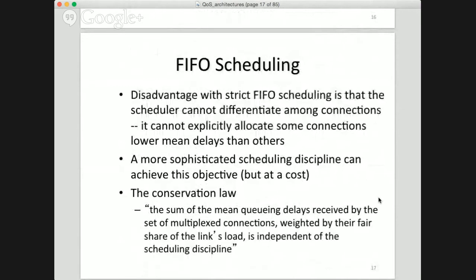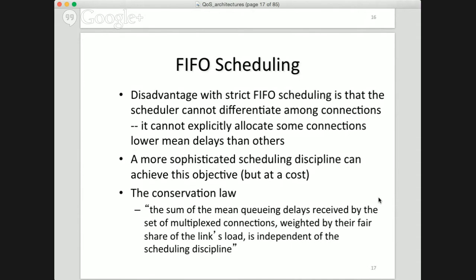The first packet that arrives is the first packet that gets served. What is the problem with it? Well, the main disadvantage with it is that the scheduler cannot differentiate among connections. So if I just care about the order at which packets arrive to my buffer, I cannot explicitly allocate to some connections some lower delays than other connections. I actually need to come up with a more sophisticated scheduling, which of course has a cost.